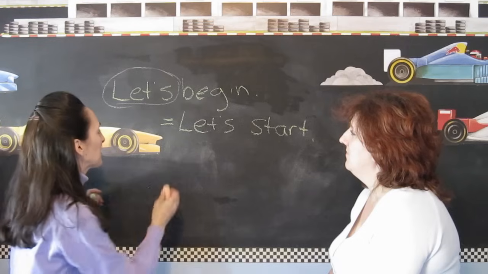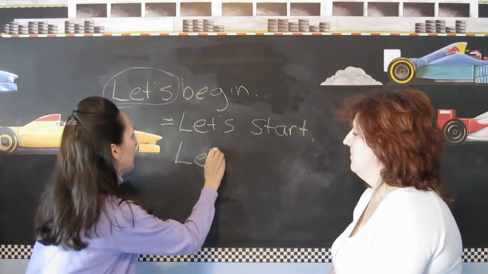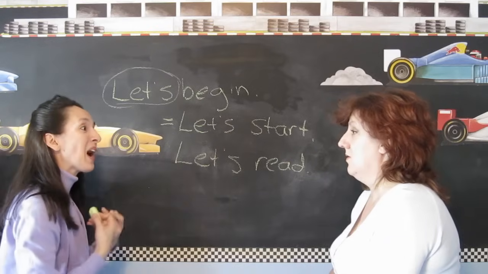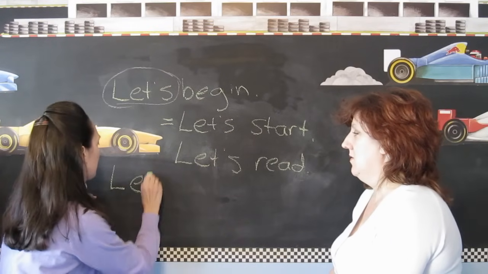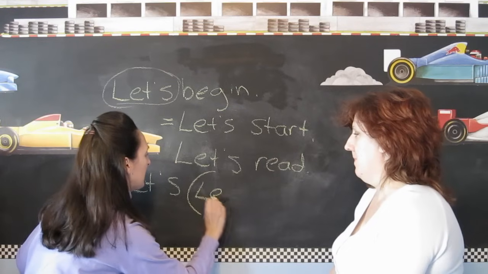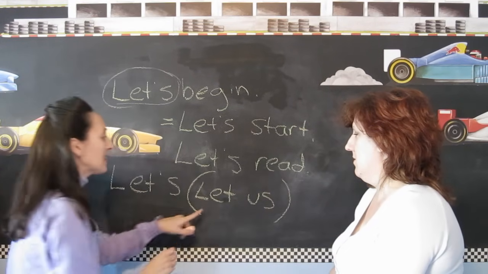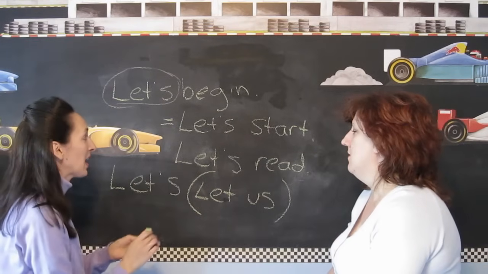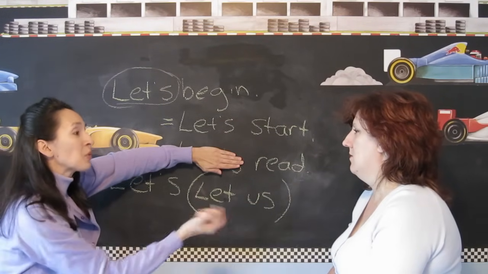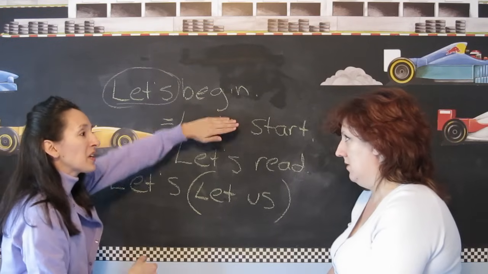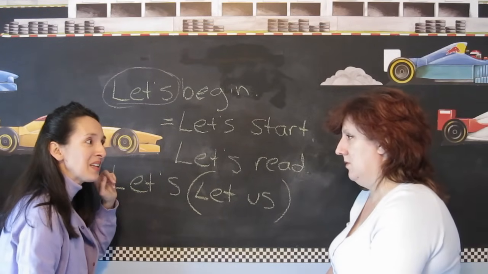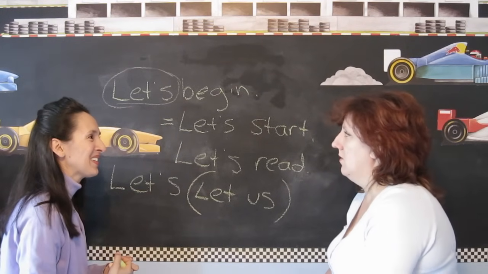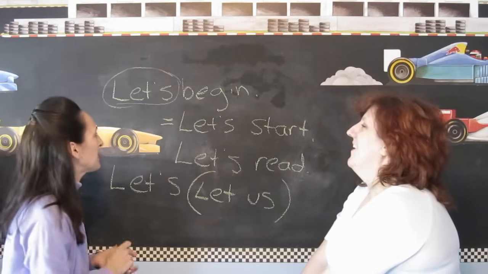Let's start. I could also say let's read. You read, I read, together. Let's, let us. Let us. Right. Let us. Let's. Yes. So it's you and I. It's different from saying, Natasha, read. Natasha, start. When I say read, start, listen, I mean you. But when I say let's, it's you and me. Okay. Right? Yes. Do you understand? Yes. Great. Okay. Yes, I do.